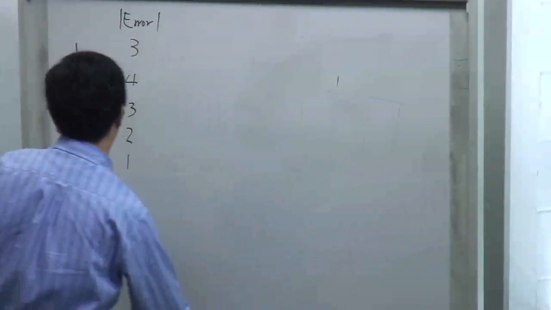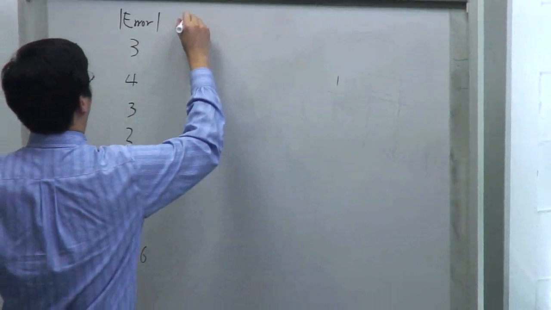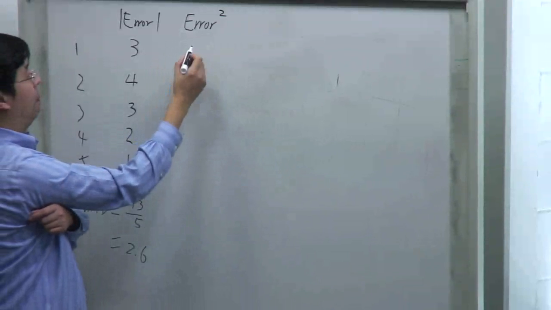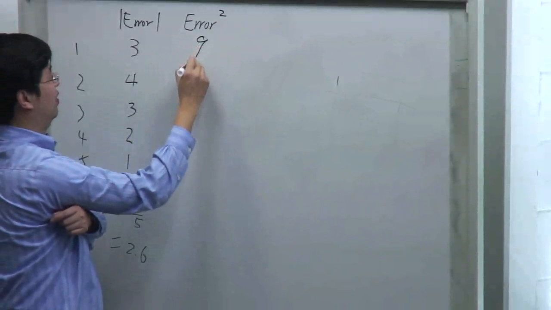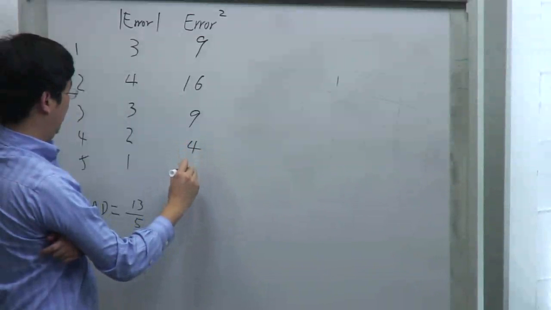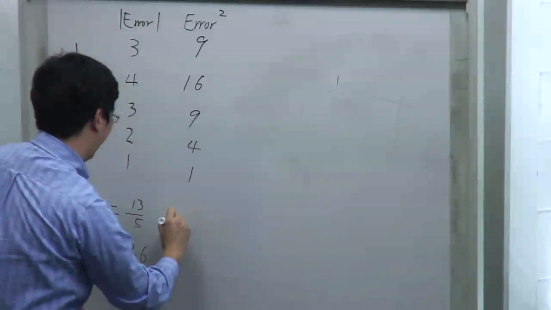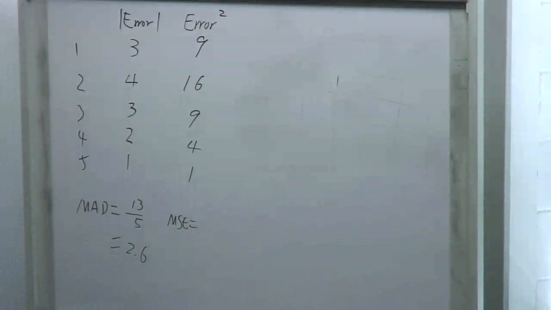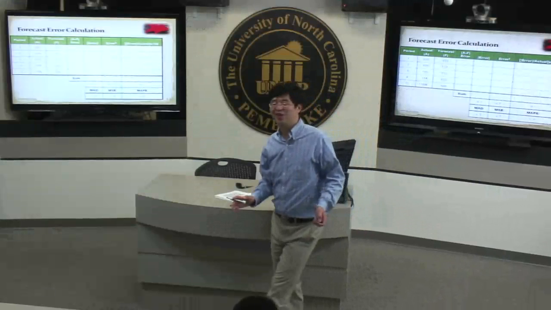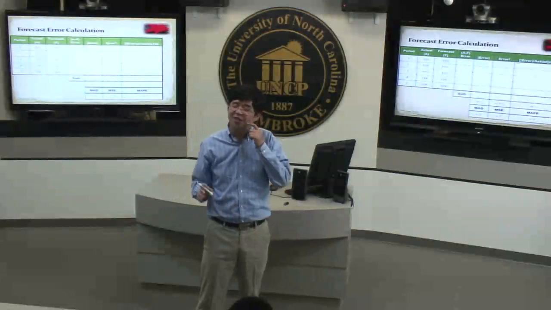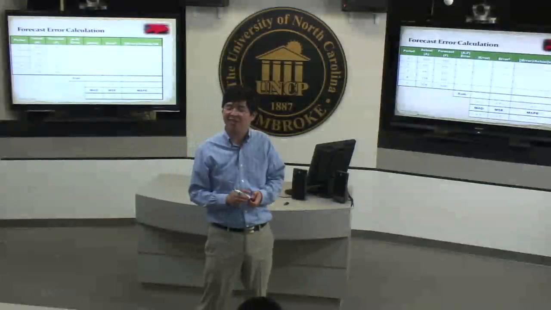Okay, so for MSE, we have to calculate the square of error first. Any volunteer here? 9, 16, 16, 9, 9, 4, 1. Okay. MSE, the only tricky part is that MSE should make you recall statistics, when you calculate sample standard deviation. Anybody remember how to calculate sample standard deviation? What is the denominator of sample standard deviation?